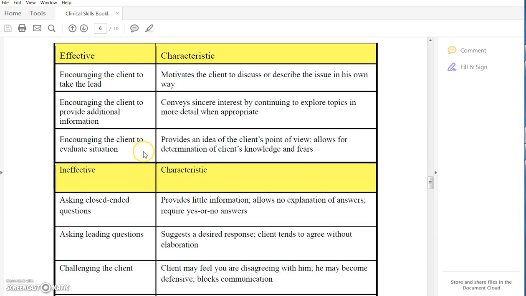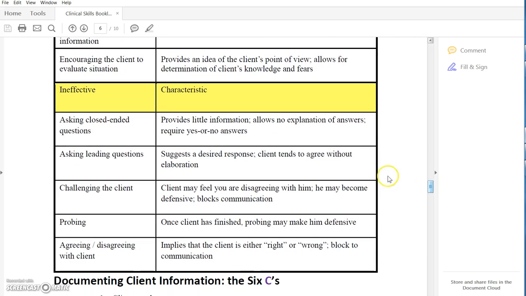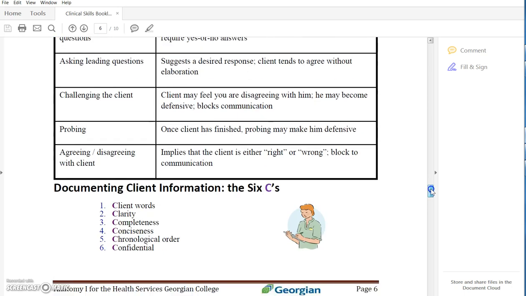Encourage the client to evaluate the situation. Maybe they will have a lifestyle change that's affecting this, a new medication that they're taking. Ask some closed-ended questions that will provide you some limited information. So these are some ideas of ineffective ways you can do it. Ask some leading questions that can sometimes also not get the desired result. Don't challenge the client. Don't argue with the client. Sometimes take the verbal cues. If they don't want to be probed, don't probe the questions further.